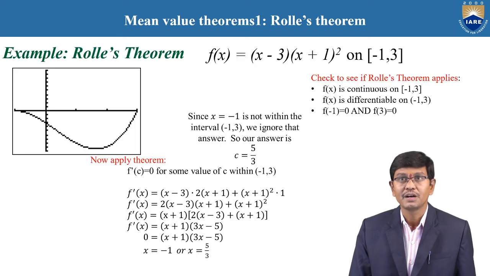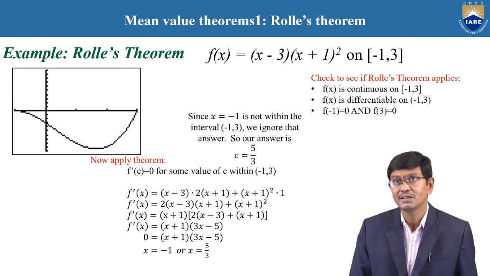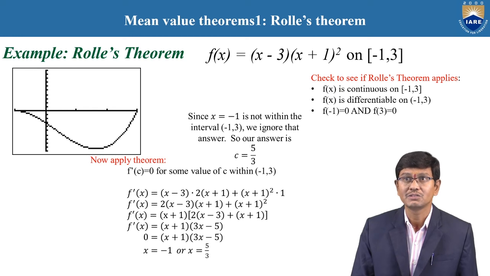And again, next one, while we are going to find out whether Rolle's theorem applies, the function is f of x equal to x minus 3 into x plus 1 whole squared on the interval minus 1 comma 3.